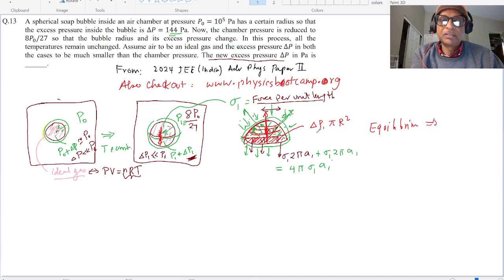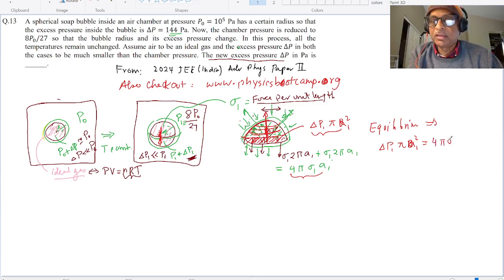That means this force and this force must be equal to each other. So delta P1 times pi a1 squared equals 4 pi sigma 1 a1. So delta P1 will be 4 pi sigma 1 a1 over pi a1 squared. The pi cancels out, so this is 4 sigma 1 over a1.